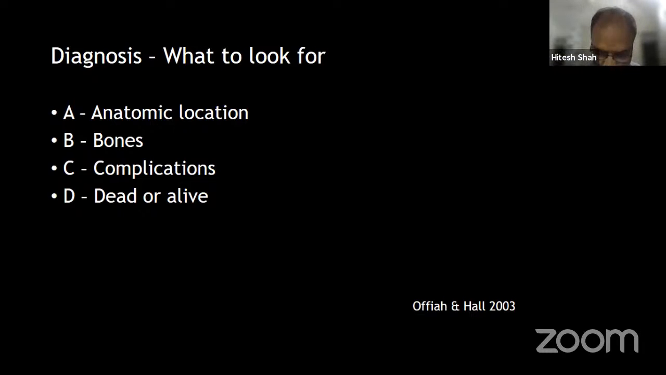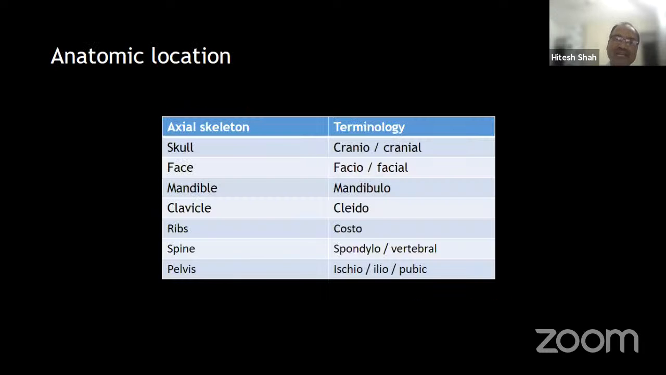We need to find out what anatomical location is involved, what bone is involved, and what the complications are, whether the disease is dead or alive. So we come to that point: the anatomical location depends on the involvement of the particular bone. That is the diagnosis, whether it is costo or cleido, because the clavicle is involved.